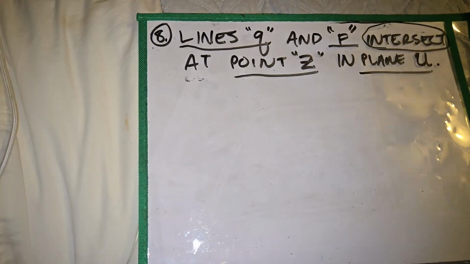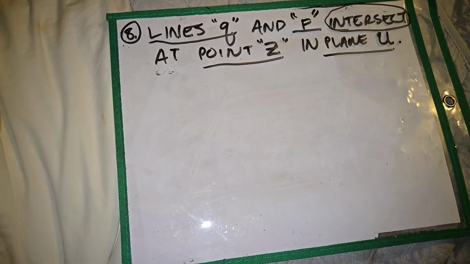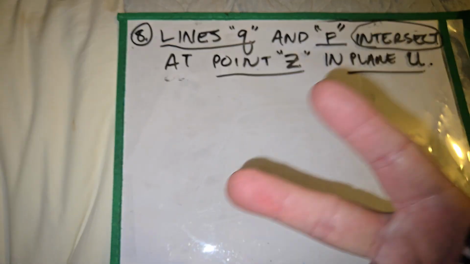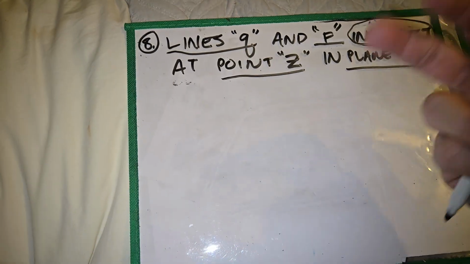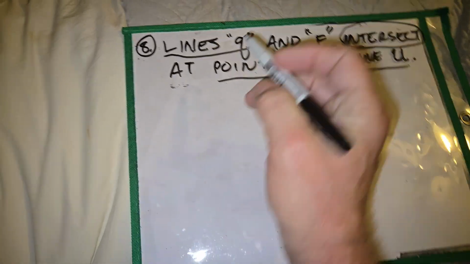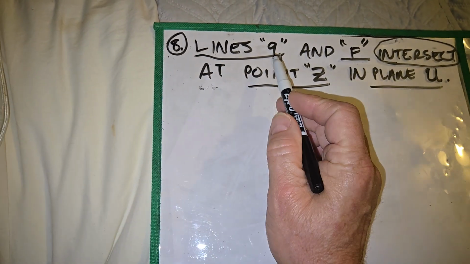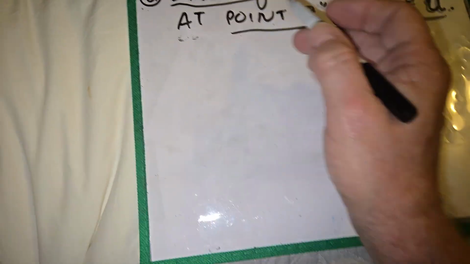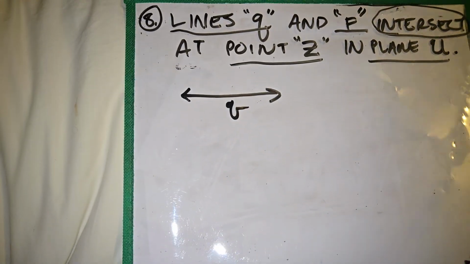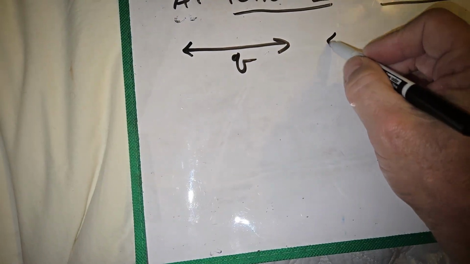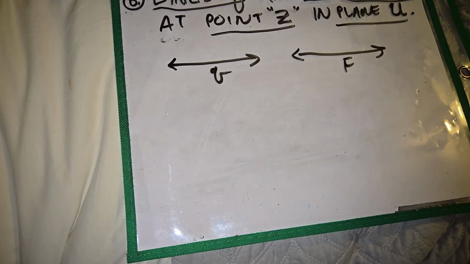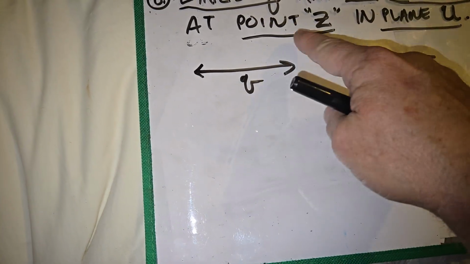All right, so remember last year at the end of the year, I told you there's a couple different ways that we can identify or label lines. Either you're going to use their two endpoints, or you can just say line Q or line F or line Z, and they just have one letter. In this case, this one says line Q. So if I was going to draw something like that, it would just be line Q, like that, right? Or if I was going to draw line F, it would be just like that. Okay, so line Q and line F, right? And they intersect at point Z.